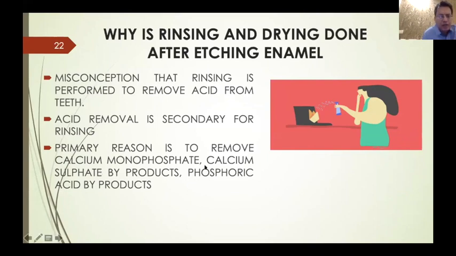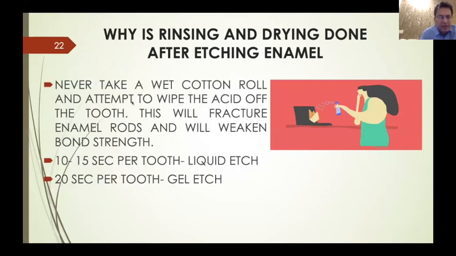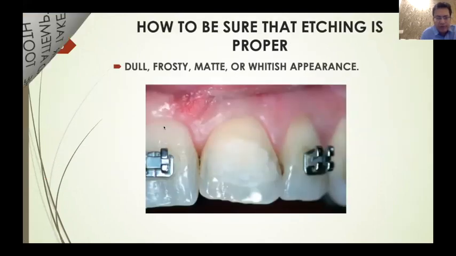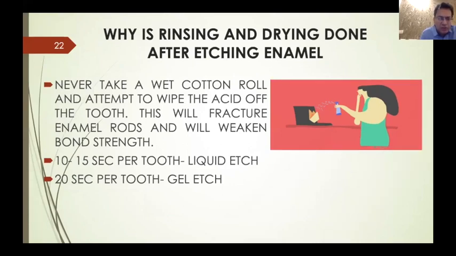So if these byproducts are the reason why we need to clean the surface, never attempt a wet cotton roll and attempt to wipe the acid off. Because what is this going to do? It's going to fracture the enamel rods and weaken the bond strength. So you need to apply the liquid etch for 10 to 15 seconds and a gel etch for 20 seconds.